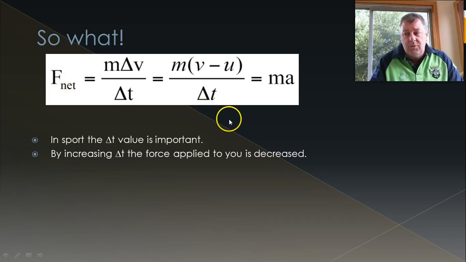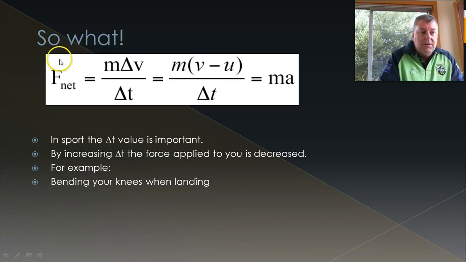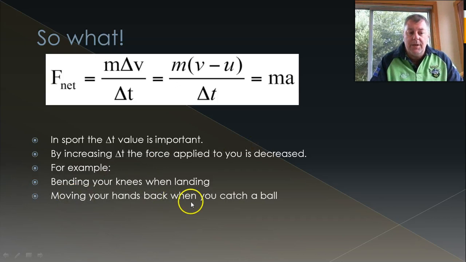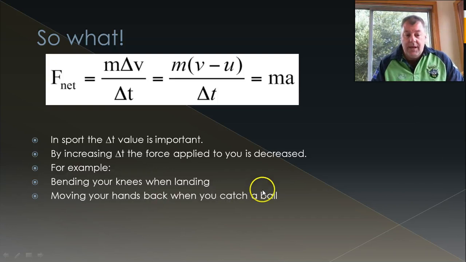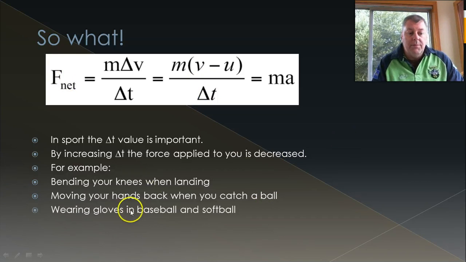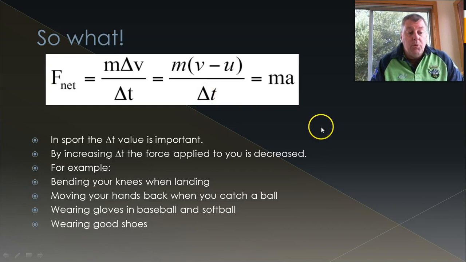Now in sports, some of the situations that occur, for example, when you are landing on the ground, you bend your knees, and by bending your knees you increase this time over which a change in velocity occurs, because your mass stays the same, and therefore you decrease the force that your body is experiencing on landing. You move your hands back when you catch a ball. Catching a cricket ball or any hard ball, you try and move your hands with the ball, and that increases the delta t and decreases the force. Wearing gloves in baseball and softball is all about decreasing the amount of force you experience, and that's by increasing the delta t.